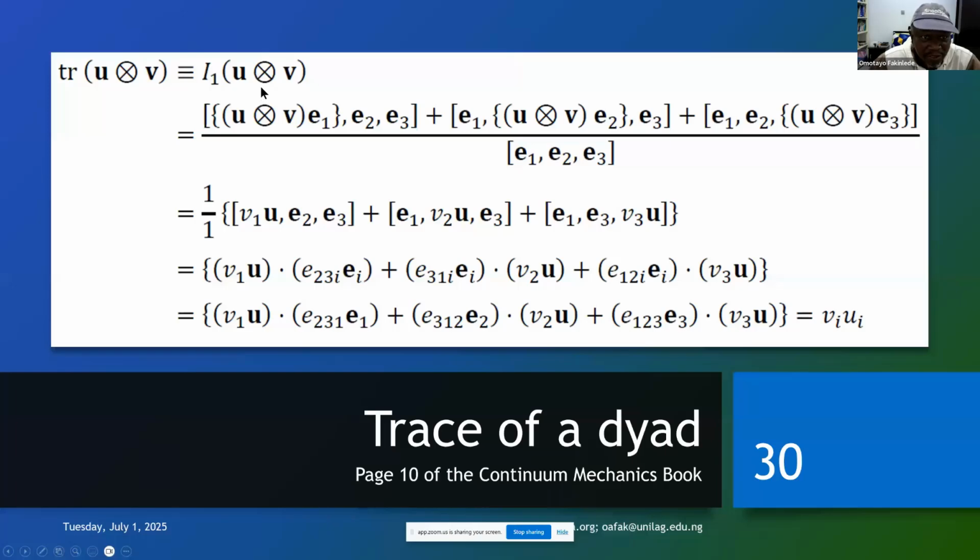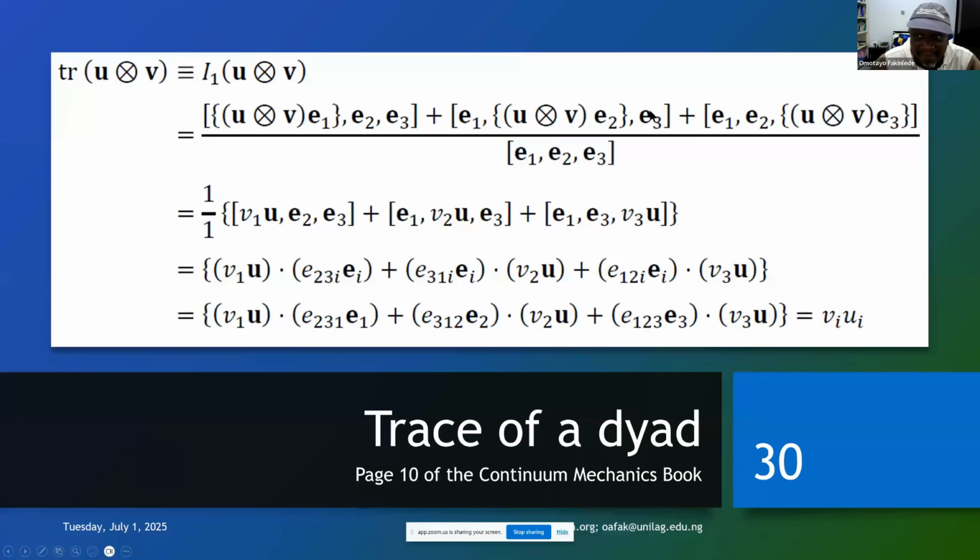You want the trace. You put the tensor here, E2, E3. You put the tensor here, E1, E3. And you put the tensor here, E1, E2. Remember that these square brackets represent vector triple products. Scalar triple product. They represent scalar triple product.